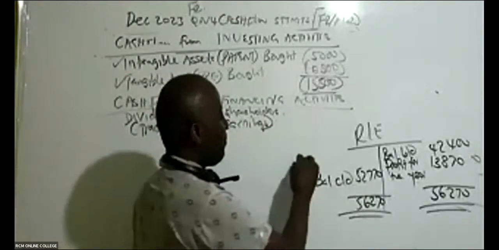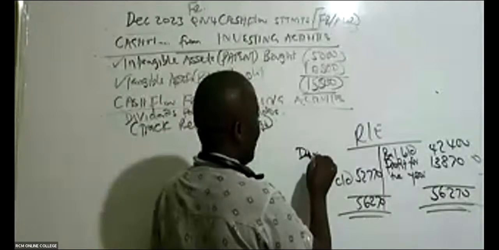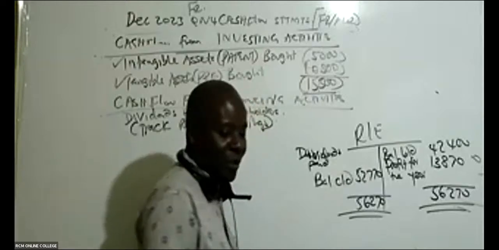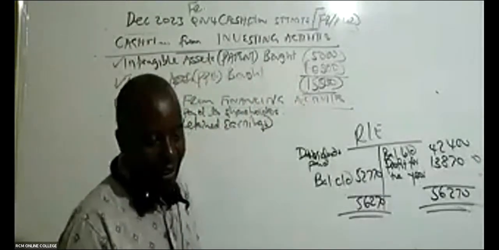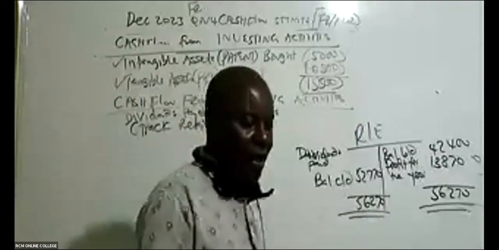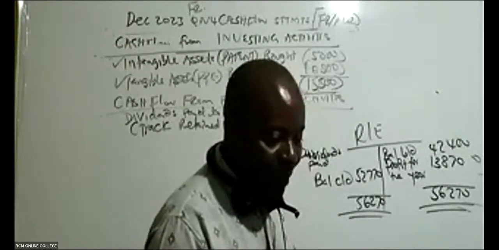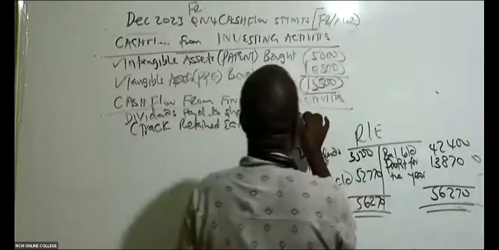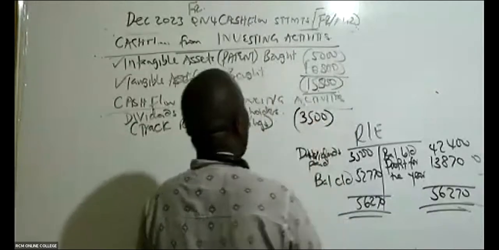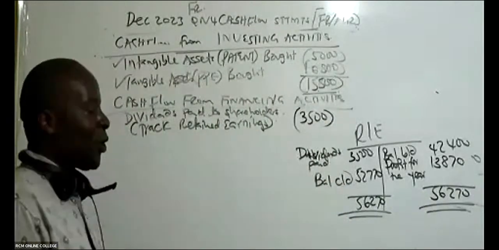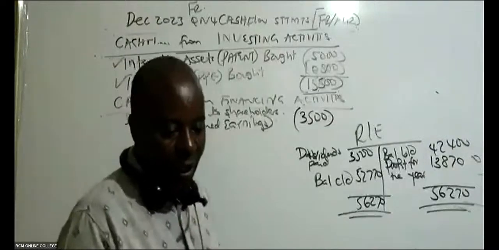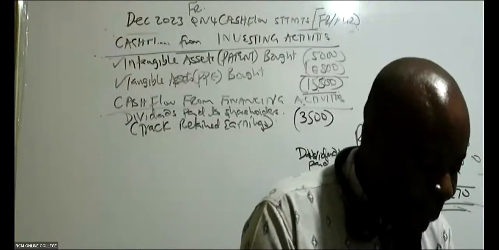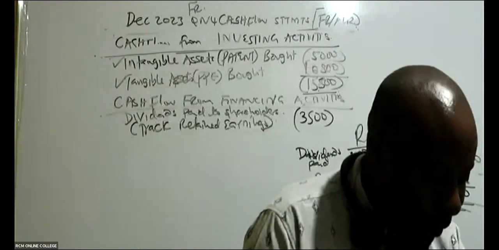So dividends paid. How much dividends were paid? 3,500, right? So that's the first thing that you do. Under financing activities, you must always remember to pay dividends to your main supporters.